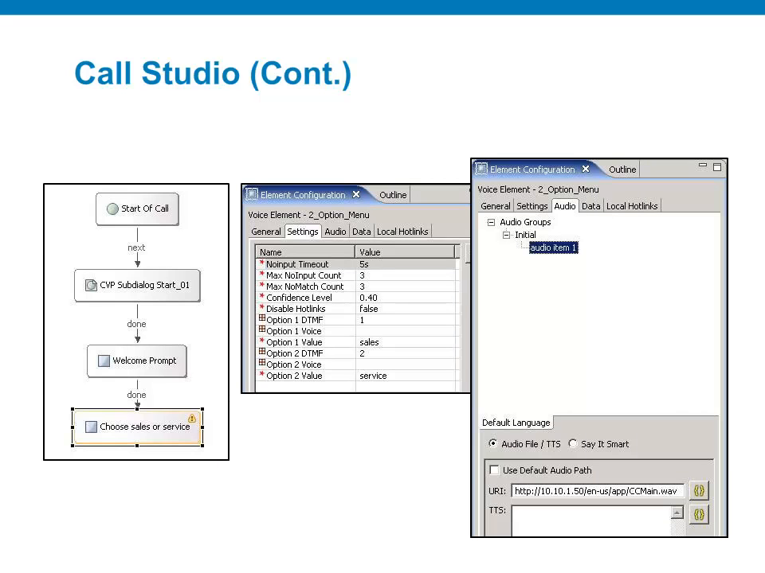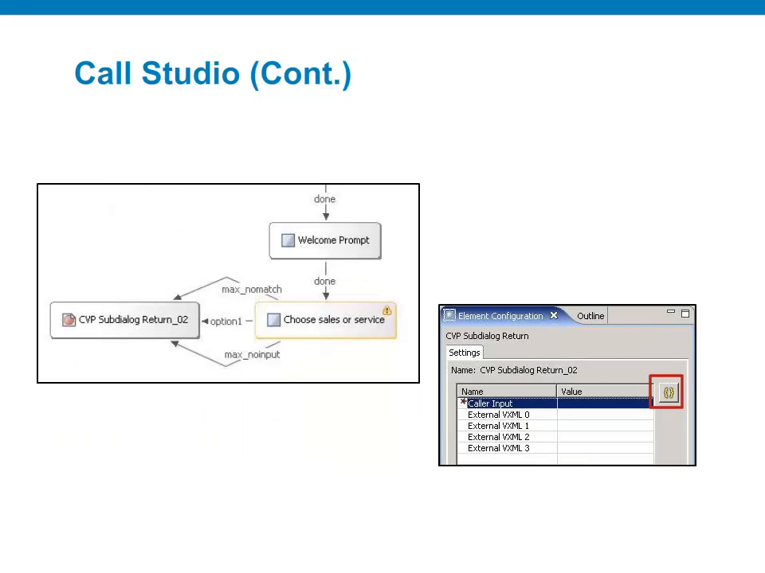A two-option menu has been added to prompt the caller to make a choice between sales and service. Note the settings and values. Option 1 is DTMF digit 1. That sets the value to a string value of sales. Option 2 is, of course, for service. The audio setting specifies the prompt to be played. If the caller chooses 1, sales, or does not enter valid input, the script will end and send back the value for sales in the caller input field.